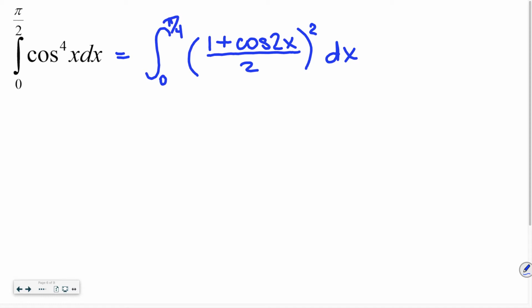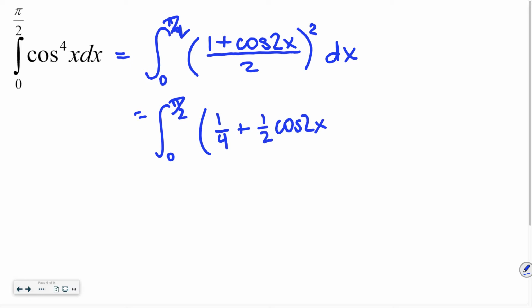Okay. Well, that still doesn't solve our problem. Let's go ahead and carry out that operation. Shouldn't that be pi over 2? Yep, didn't read right. Okay. So if we carry out that operation, we would have 1/4 plus 1/2 cosine of 2x plus 1/4 cosine squared of 2x. Oh my goodness, I see where we're going. I love this. I do too.